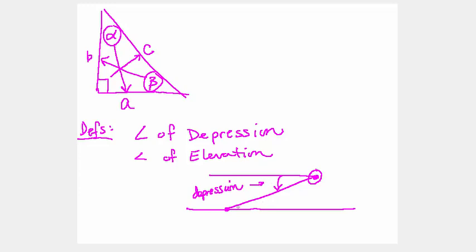And then if somebody is standing down here at this other dot looking up at something, the angle at which their gaze looks up is called the angle of elevation.